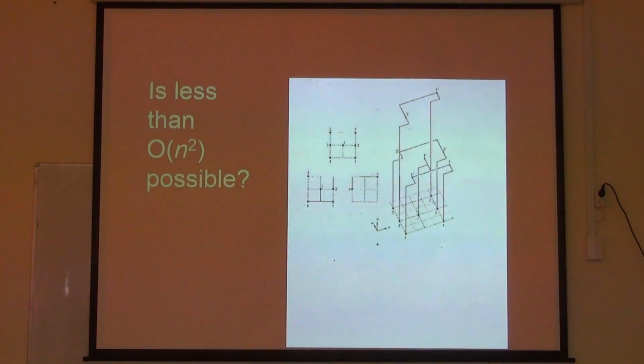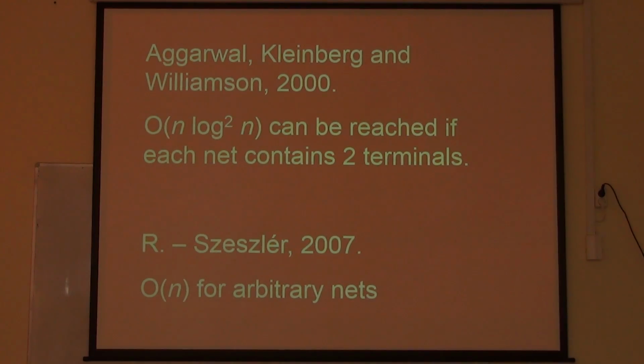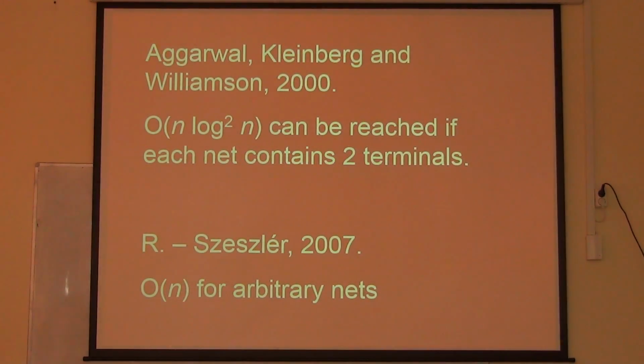Now, the natural question is whether we can do it in smaller height, because this O(n squared), as a worst case, is pretty bad. And in this direction, there was a result of Agarwal, Kleinberg, and Williamson in 2000.